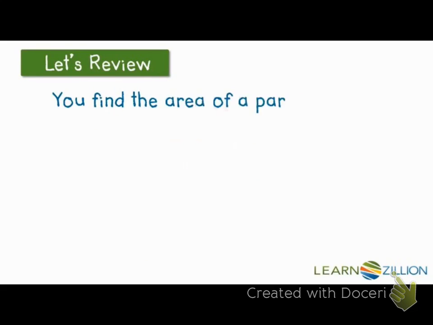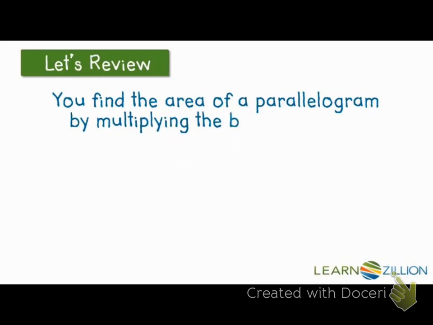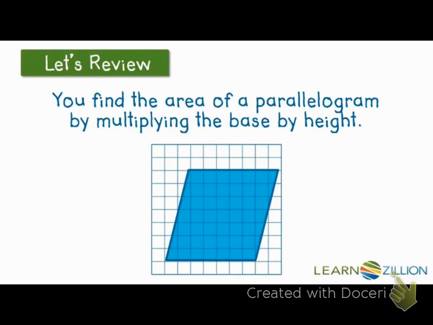You find the area of a parallelogram by multiplying the base by the height. So we have our parallelogram, our base is along the bottom, our height runs from the bottom to the top and forms a right angle with our base. It's perpendicular to our base.